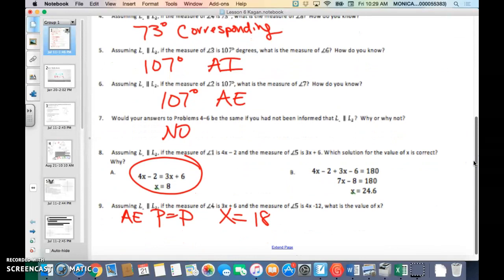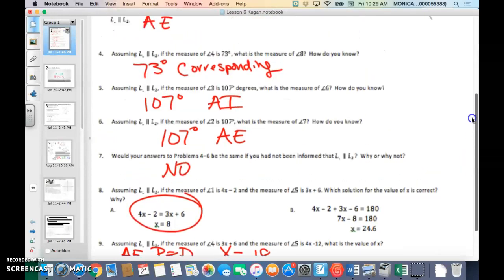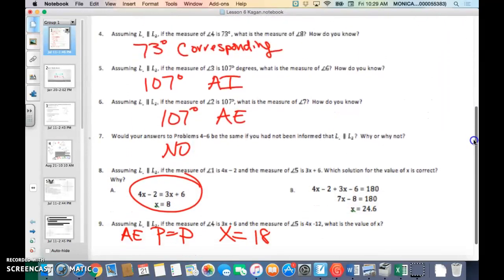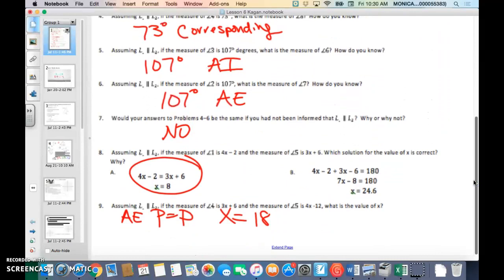And if the lines are not parallel, you cannot have these relationships. You can only have these relationships with parallel lines. So now we're looking at the situation for angle 1 and angle 5. So we have to know, are they congruent to each other or are they supplementary? So if we look back at our picture, angle 1 and angle 5 are corresponding angles. So they're going to be congruent to each other. So this would be the correct answer, A.